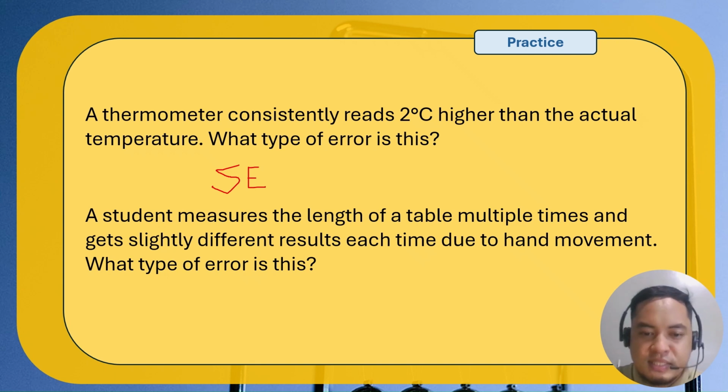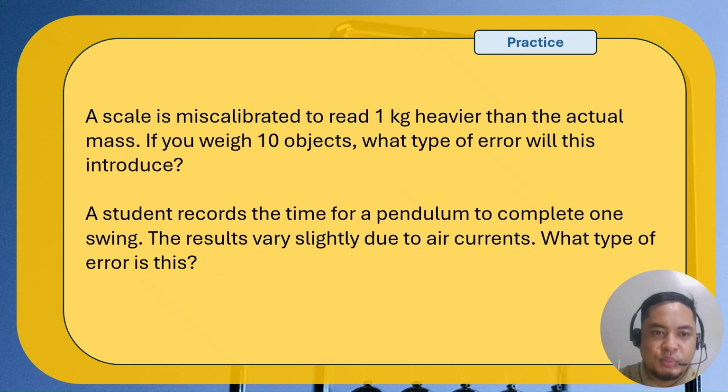Obviously, it doesn't give you the same results, right? And at the same time, it has random or slightly different results, and it's due to an uncontrollable situation of the hand of the student who measures the length of the table. So it is obviously random. Yeah, it suggests random errors. Okay, thank you.